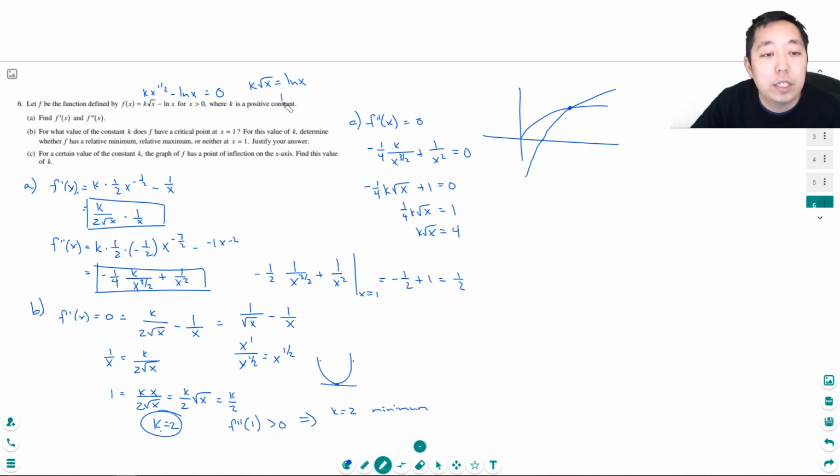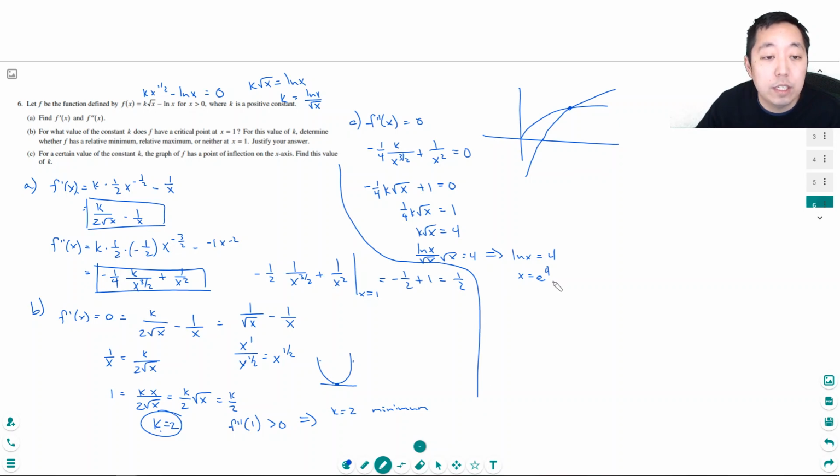Well, I do know that k would have to equal ln x over root x. So if I plug that in here, oh, that's clever. Whatever the k is, it would have to be this. So ln x over root x has to equal 4. That implies ln x has to equal 4, or x has to equal e to the 4.